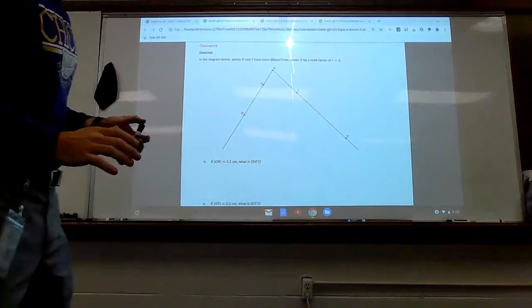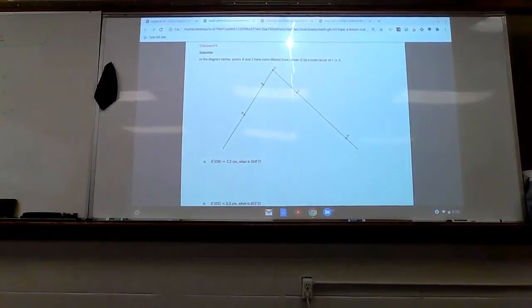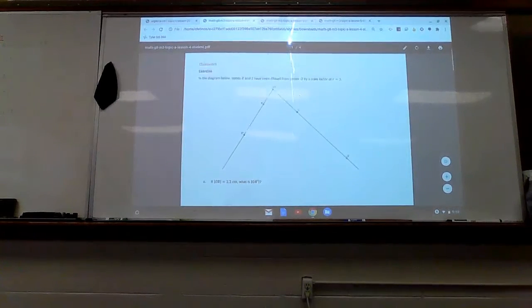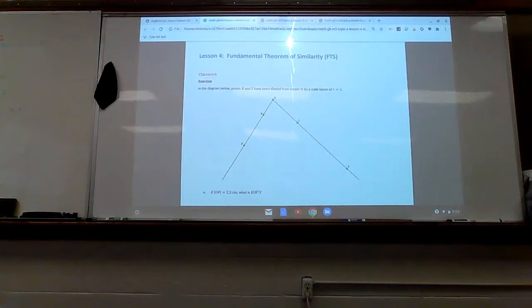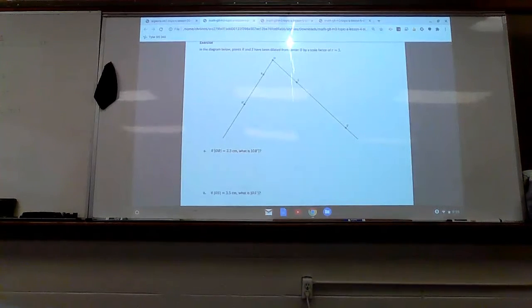Welcome. Let's talk about the easiest lesson that you're going to have in Module 3. This is the fundamental theorem of similarity. Okay? You're going to hear this a bunch. The fundamental theorem of similarity.